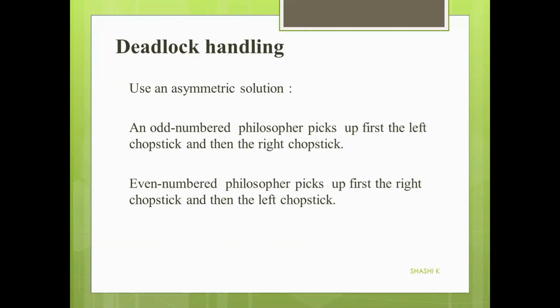So one way to handle deadlocks is to provide an asymmetric solution. In an asymmetric solution, instead of allowing all the philosophers to pick up the left chopstick and then the right chopstick, if it is an odd-numbered philosopher, you make him pick up the left chopstick and then the right chopstick. And if it is an even-numbered philosopher, you make him pick up the right chopstick and then the left chopstick. So by providing an asymmetric solution here, we can provide for deadlock prevention.